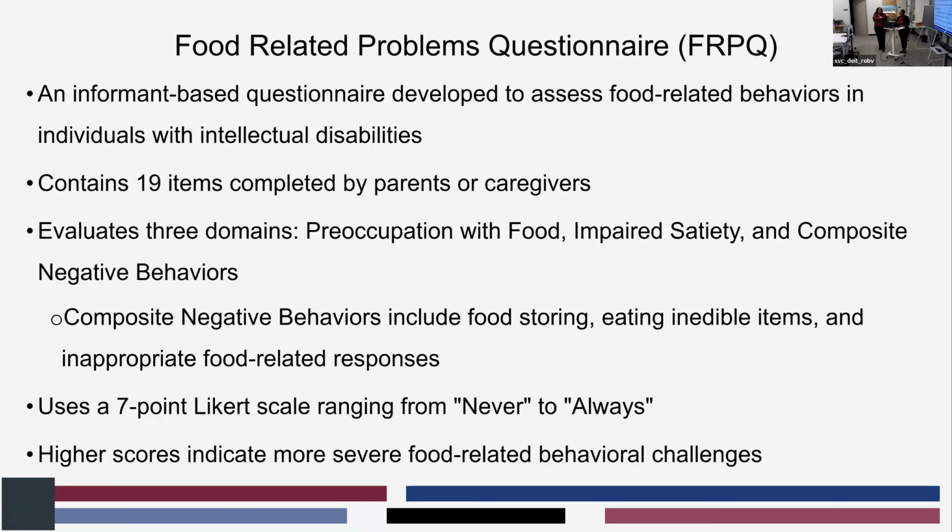Caregivers rate the frequency of the behaviors on a 7-point scale from never to always. The scores are then combined to provide a domain-specific and overall measure of food-related problems. High scores indicate greater severity of food-related behavior challenges. This questionnaire is the primary tool we use in this study to examine the relationship between BMI and food-related behaviors for individuals with SMS.